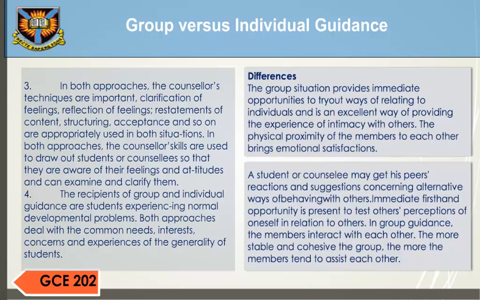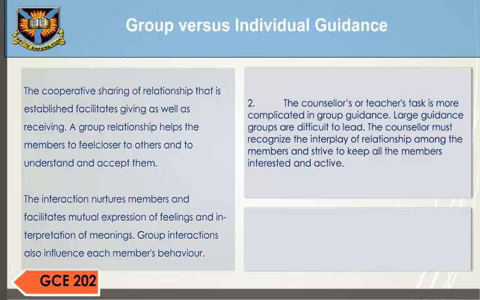In group guidance, the members interact with each other. The more stable and cohesive the group, the more the members tend to assist each other. The cooperative sharing of relationship that is established facilitates giving as well as receiving. A group relationship helps the members to feel closer to others and to understand and accept them. The interaction nurtures members and facilitates mutual expression of feelings and interpretation of meanings. Group interactions also influence each member's behavior.